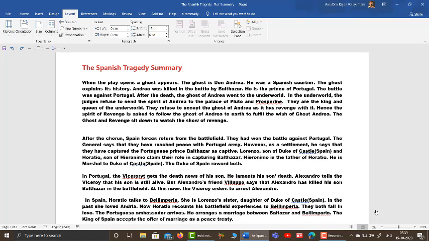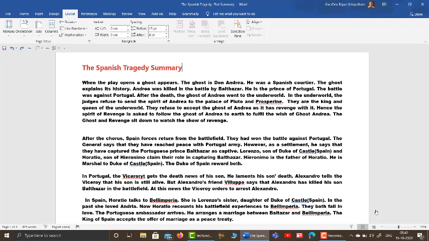So the Spanish forces returned from the battlefield. After the battle, the Spanish army returned to the country. They have won the battle against Portugal, and the army general says they have reached peace with the Portuguese army. The army general of Spain comes to the king and says they have reached a peace agreement. However, before the settlement, the Spanish general says that they have captured Balthazar as a captive.